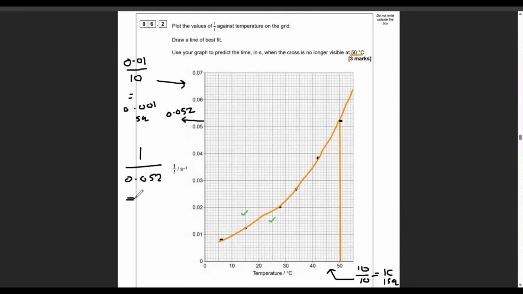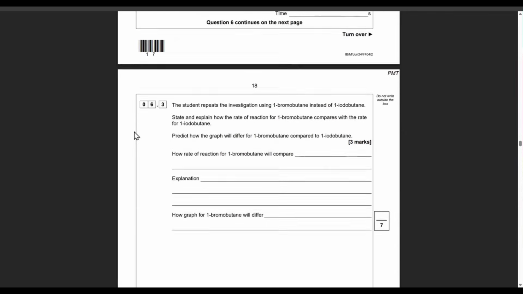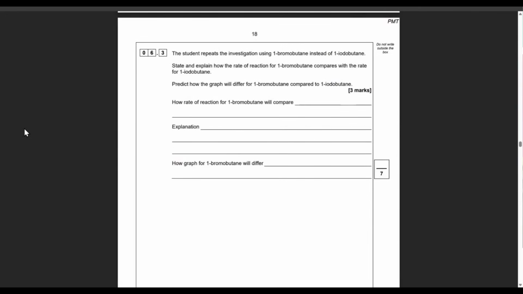So it's 1 divided by 0.052. We're going to do that, and that is going to give me the time in seconds, which is 19.23. So my 1 over t was 0.052, so my seconds is 19.23. And there you go. Now we're going to go to the last part of this, and that is 6.3.